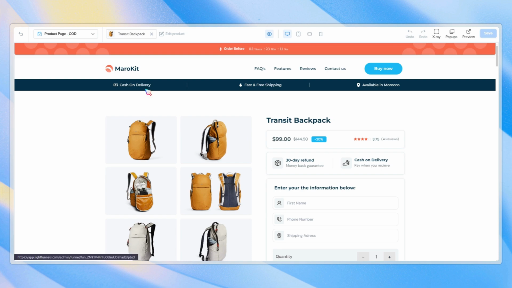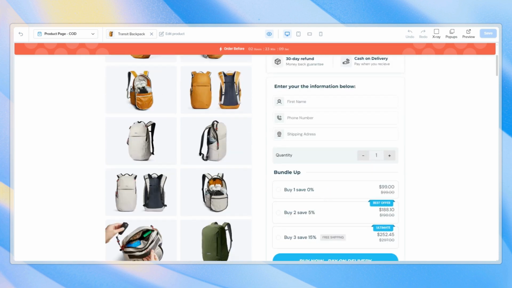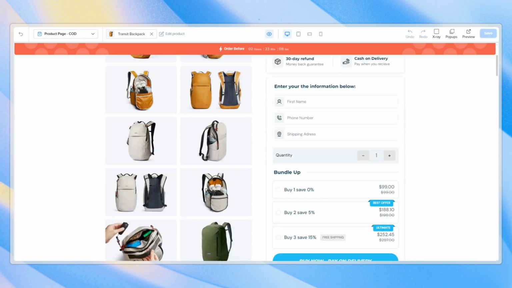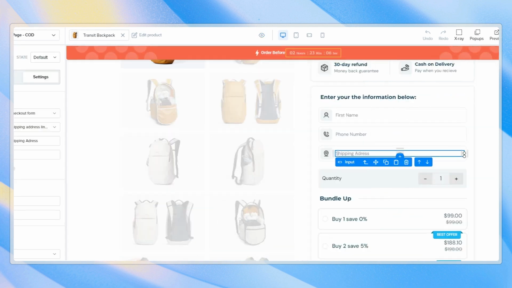A key difference with COD funnels is that the checkout form is integrated directly on the product page. This form requires only minimal information, as the seller will later confirm the order with the customer and gather additional details. In COD funnels, the product page is the central page where the order is processed, making it crucial to optimize this page for conversion and clarity.